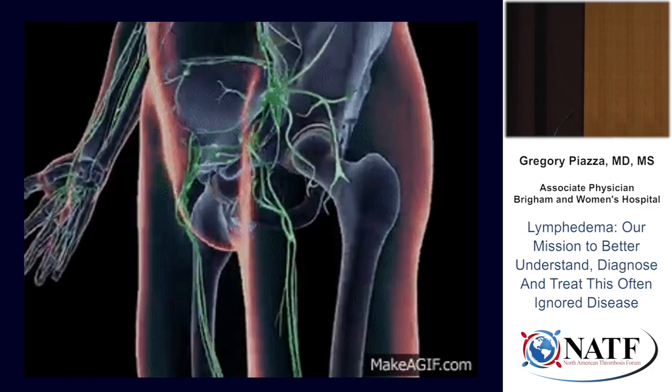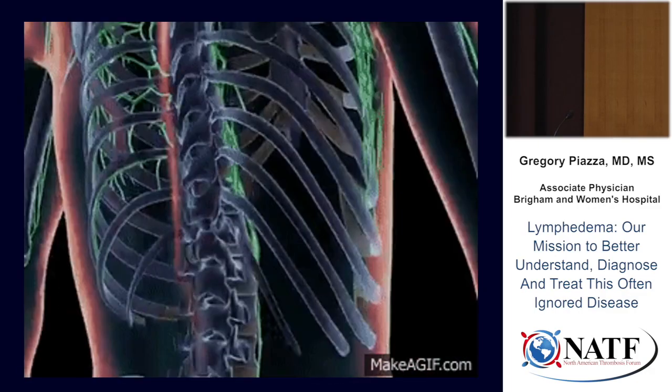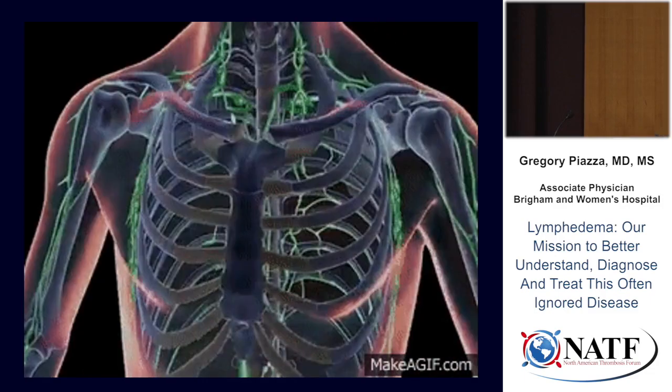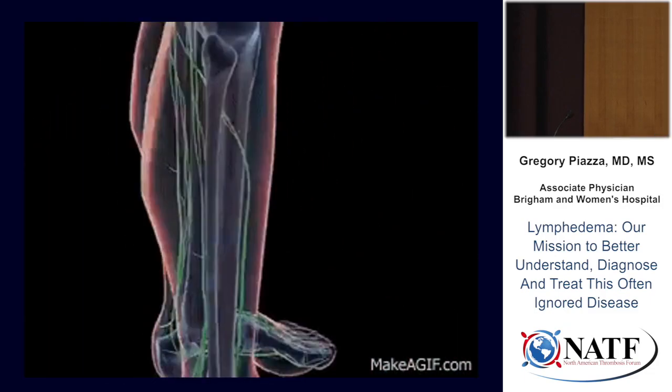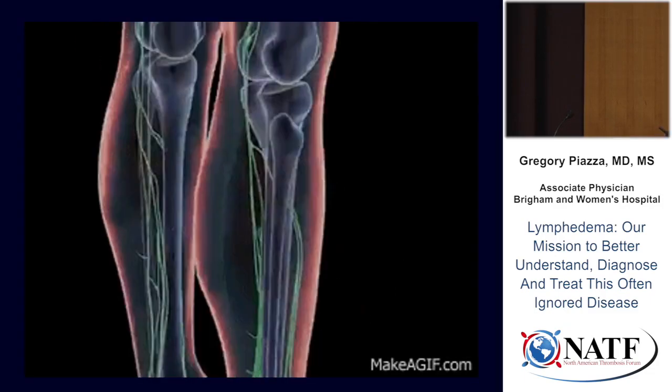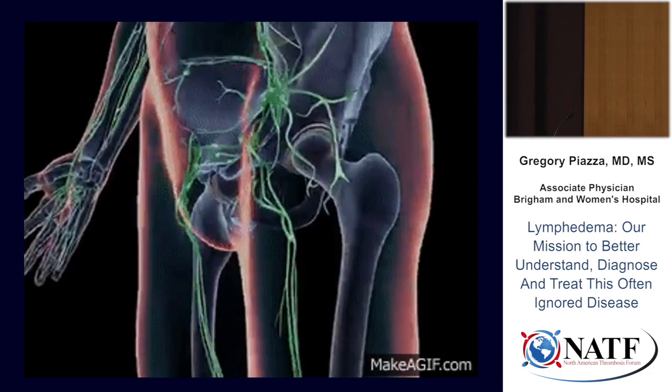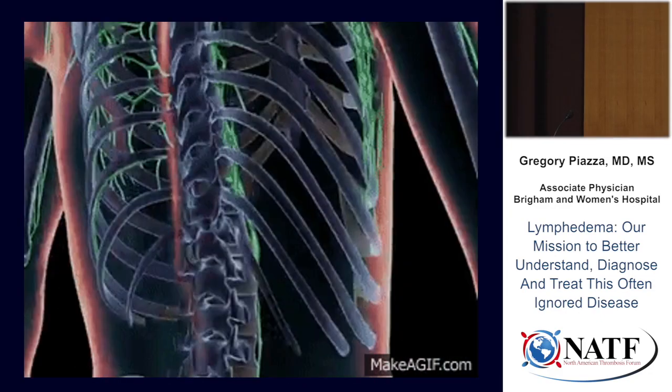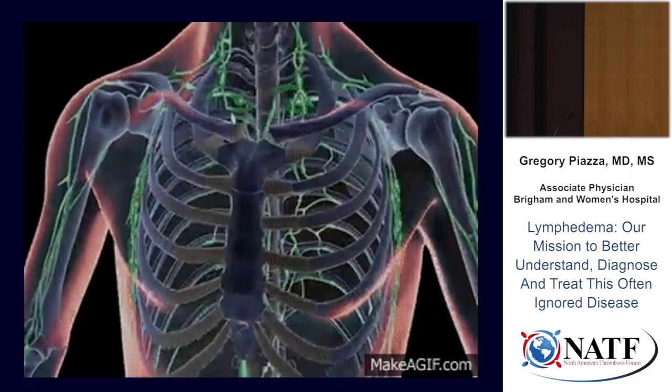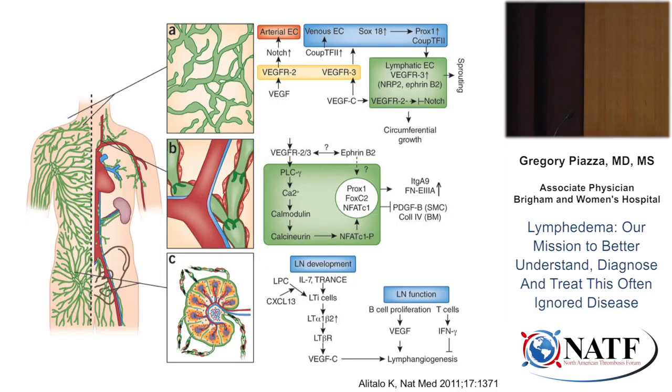So you can see that the lymphatics travel up through the legs, join at lymph nodes. The lymph nodes form collector vessels that then drain into something called the thoracic duct, and that drains into the heart. So that is the anatomy of the lymphatic system.